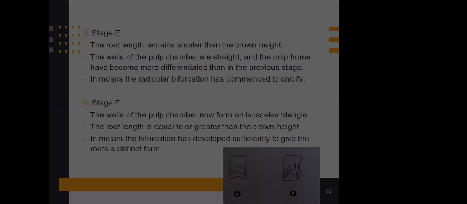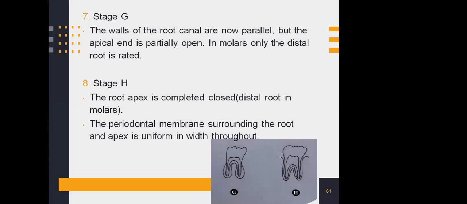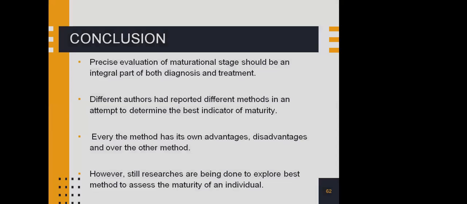In stage G, the walls of the root canal are now parallel, but the apical end is partially open. In molars, only the distal root is rated. In stage H, the apex is completely closed. The periodontal membrane surrounding the root and the apex is uniform in width throughout.